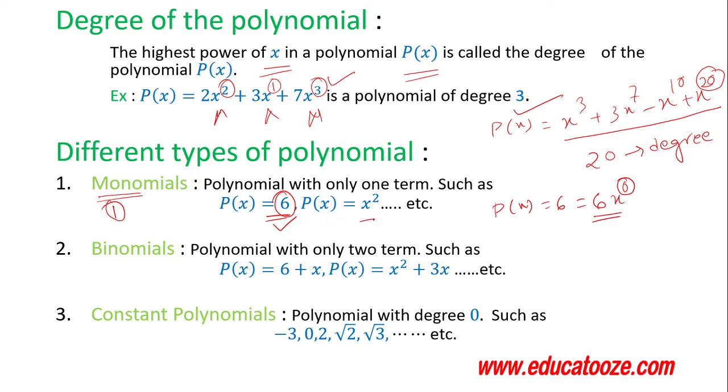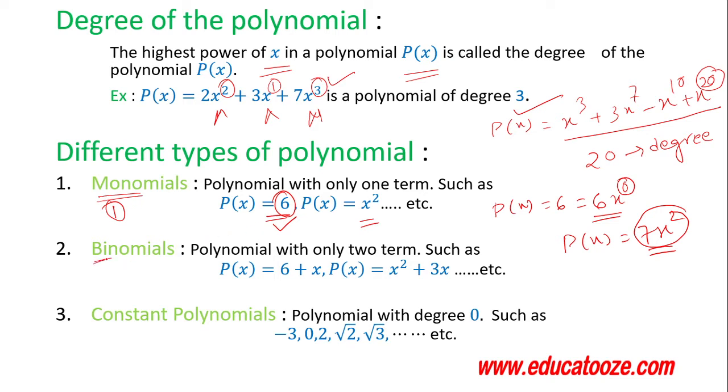Again, p of x equal to x squared. It contains only one term, so this is nothing but a monomial. Now, if we take an example like p of x equal to 7x squared, this contains only one term. That is why this is a polynomial. This type of polynomial which contains only one term is known as a monomial.